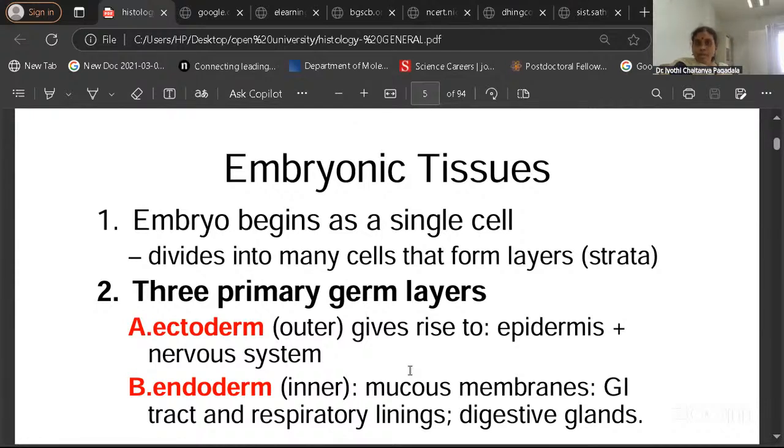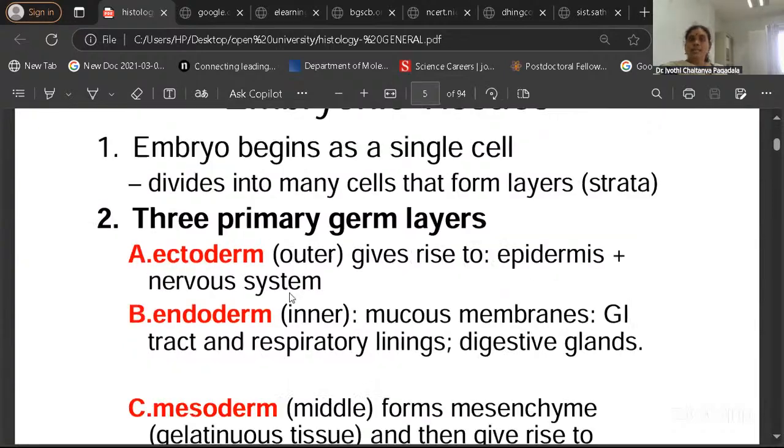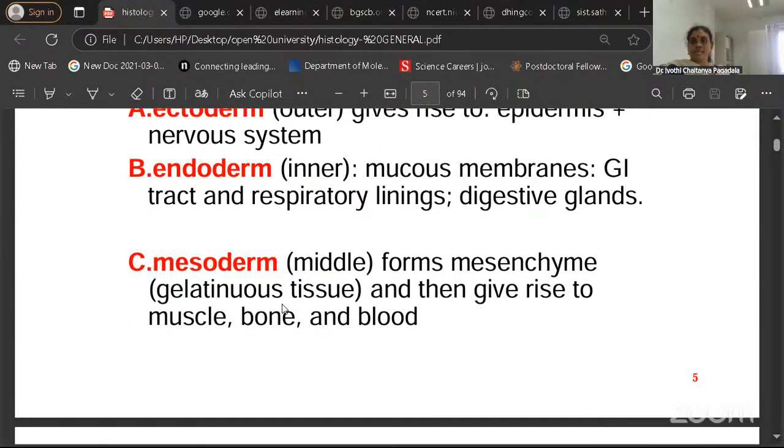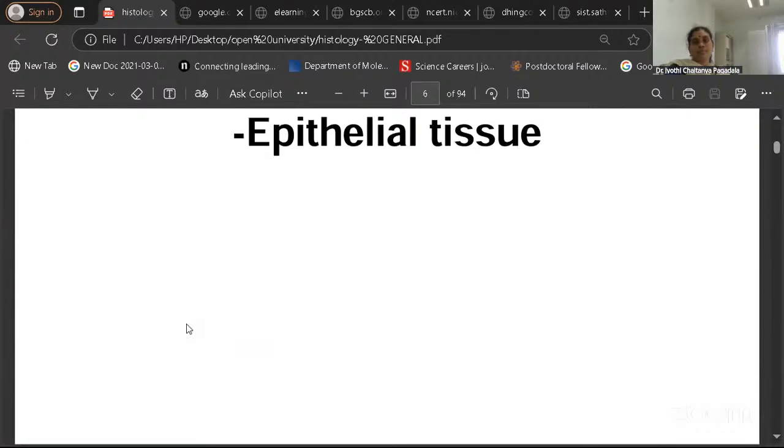Here, the embryo begins as a single cell and divides into many cells that form layers. There are three primary germ layers: the ectoderm, the outer layer, which gives rise to the epidermis and nervous system. Endoderm, the inner layer, gives rise to mucous membrane, gastrointestinal tract, respiratory lining, and digestive glands. Mesoderm, the middle layer, forms mesenchyme, a gelatinous tissue, and gives rise to muscle, bone, and blood.